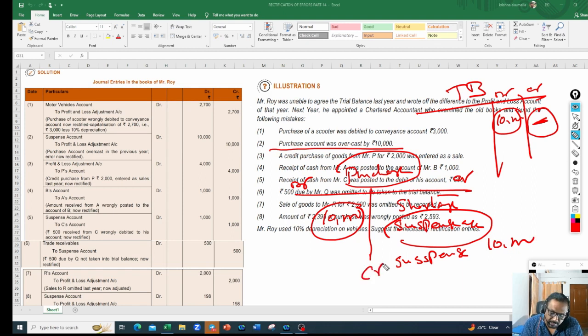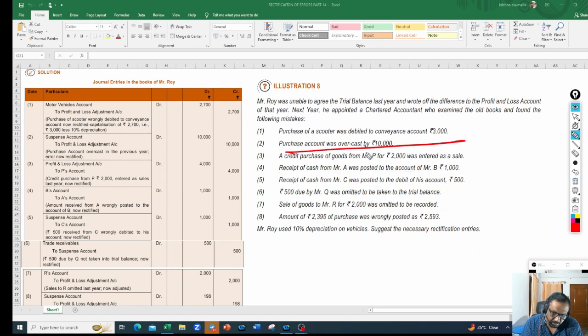Because to that extent, there is a shortage in credit side. Since there is a shortage in credit side, that shortage would have been posted to suspense account. So your suspense account is created with 10,000. You need to understand till that extent. Now, let me tell you, purchase account, right? This purchase account is overcasted by 10,000.